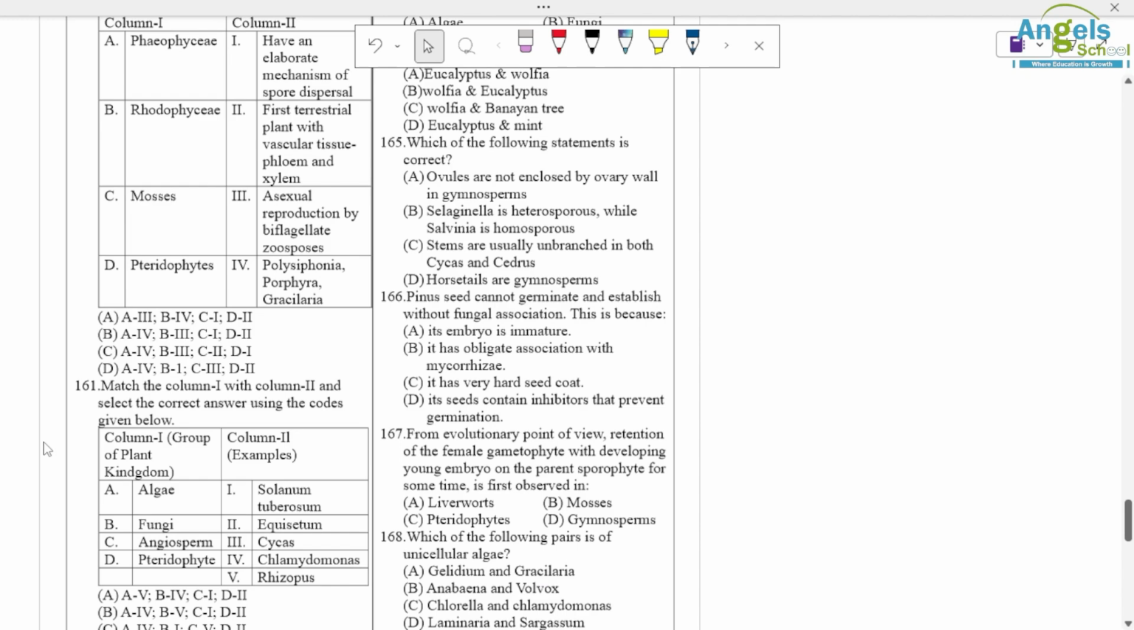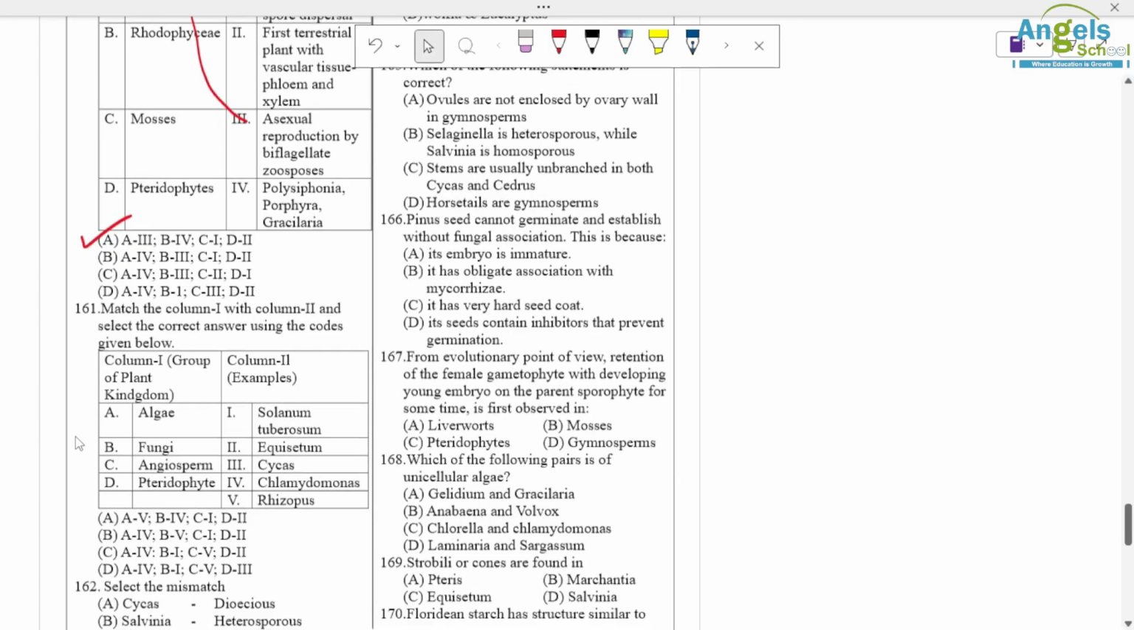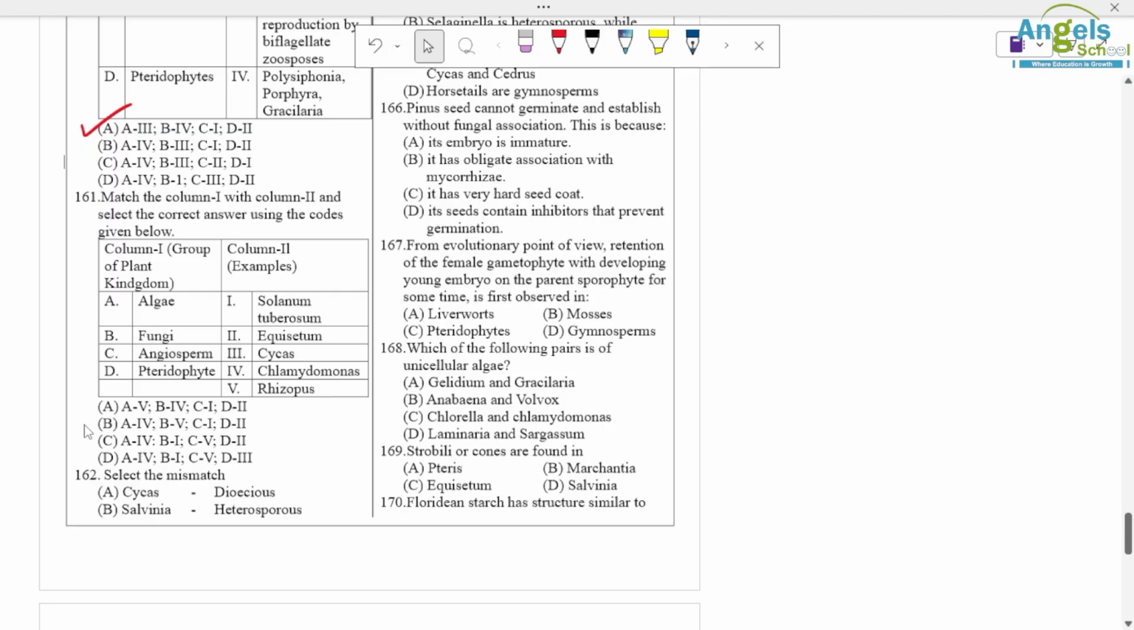Okay, match the column. Phaeophyceae show asexual reproduction by biflagellated spores, A3. Okay, so A3 is in option 1. Again match the column. So Chlamydomonas is an alga. Then fungi. So Rhizopus is a fungus. So A4 and B5. So option B is correct.